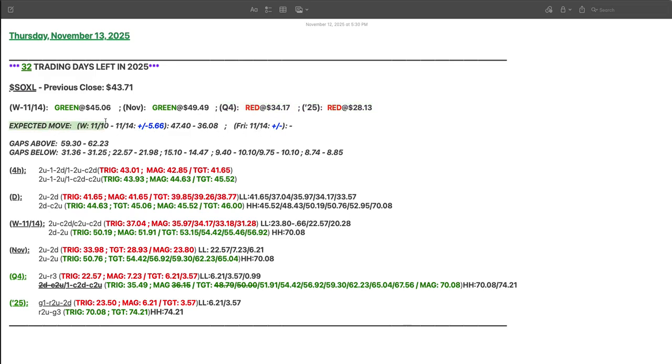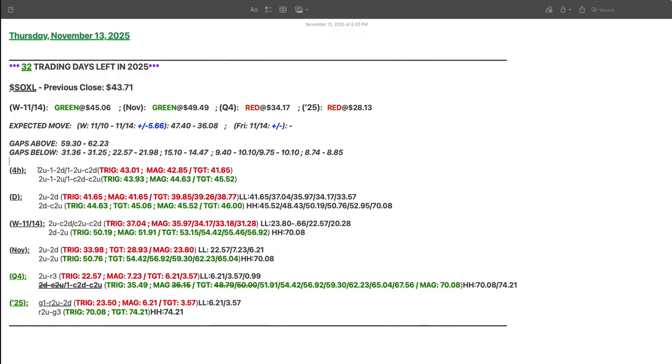Again, we talked about the market makers expected move. That's plus or minus $5.66 from Friday's close price. That gave us a range of 47.40 to 36.08. And we know where our gaps above and our gaps below are. Now, we talked about on the scalp chart how we're looking for higher lows at or above opening print to get into calls, and looking for lower highs at or below opening print to get into puts. So I won't go over those in any more detail.